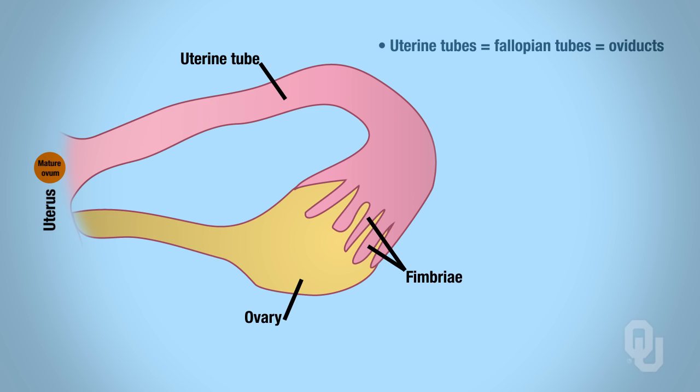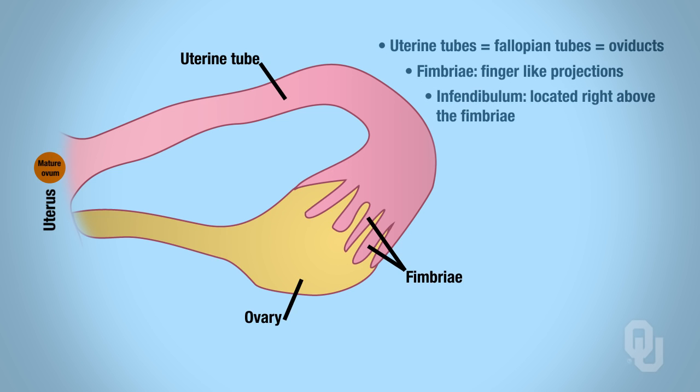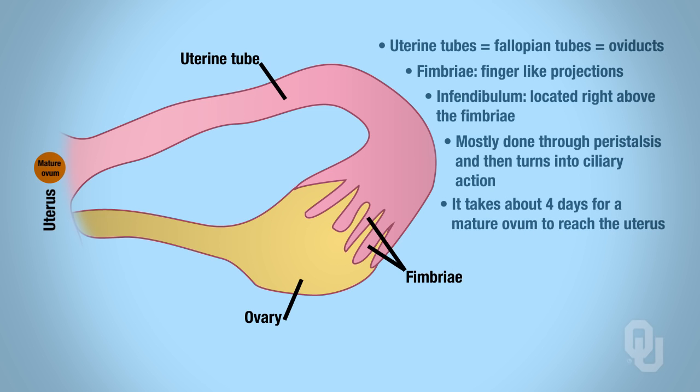We need to talk about the infundibulum and the fimbriae. The fimbriae are these finger-like projections. The infundibulum is located right above the fimbriae, and they help pick up the ovum that's been released from the ovary. Once that mature ovum leaves the ovary, the fimbriae and the infundibulum help move that mature ovum into the uterine tube. That's done mostly through peristalsis initially, and then it turns into ciliary action that moves the ovum through the uterine tube. It takes about 4 days for that mature ovum to reach the uterus.